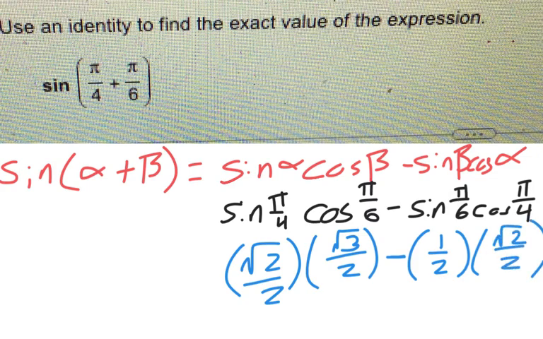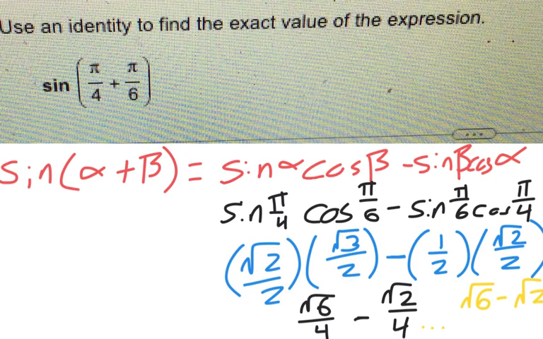Now when I multiply this out, radical 2 times radical 3 is radical 6 over 4, minus 1 times radical 2 is radical 2 over 4. So I think you could write it like this, or I think your homework takes it as radical 6 minus radical 2 all over 4, because you have a common denominator of 4.